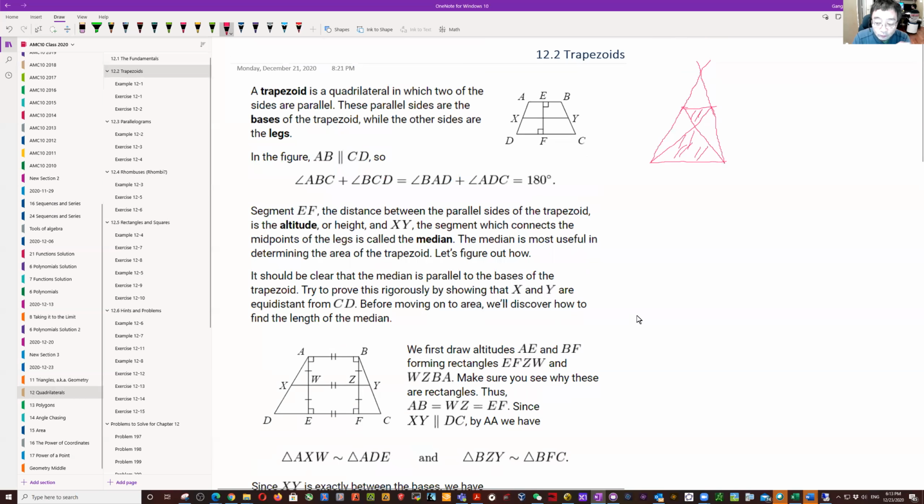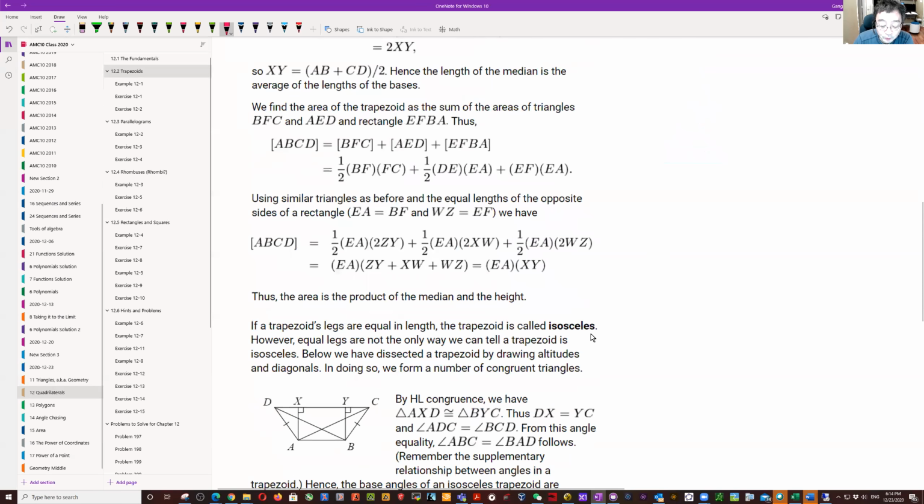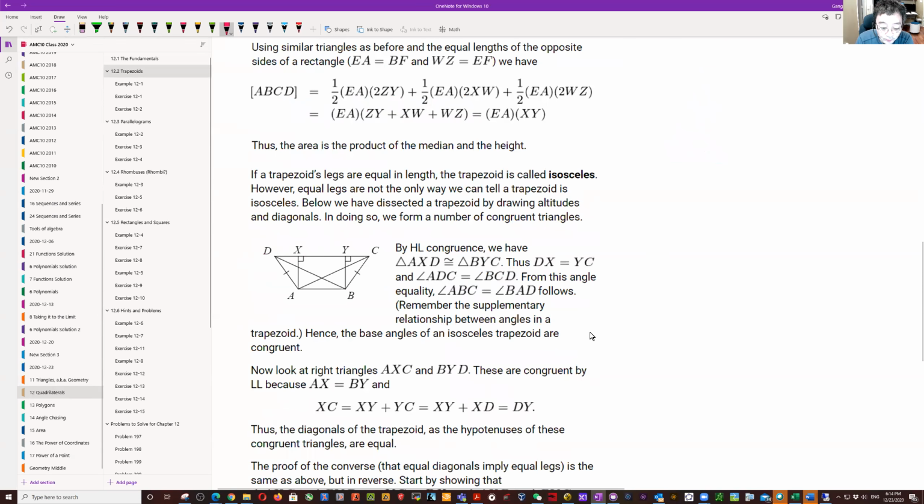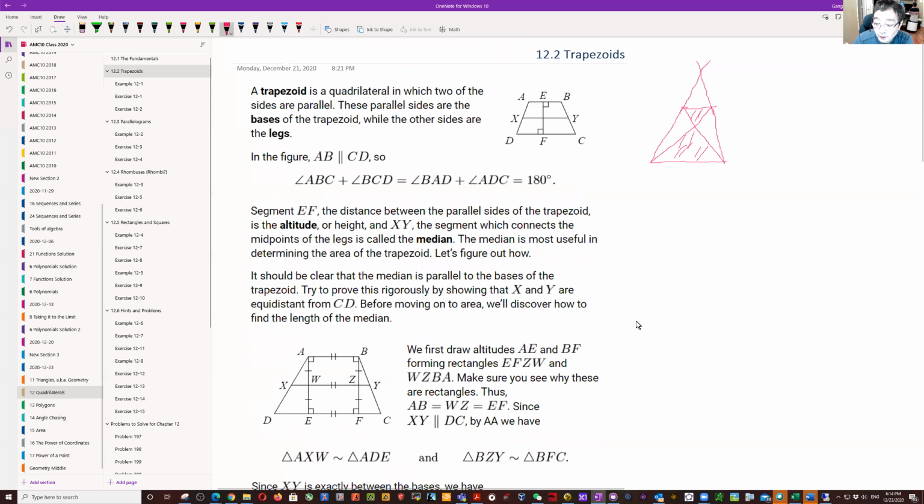Also with trapezoids, especially if the trapezoid is an isosceles trapezoid, if I draw an isosceles trapezoid, then those two triangles not only are similar, they're actually congruent. Then you are able to calculate areas that way.